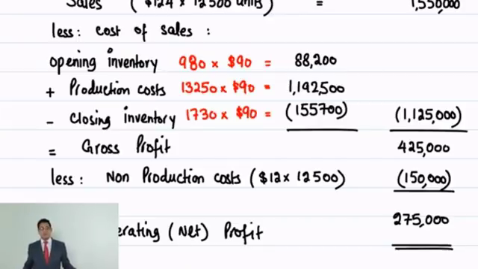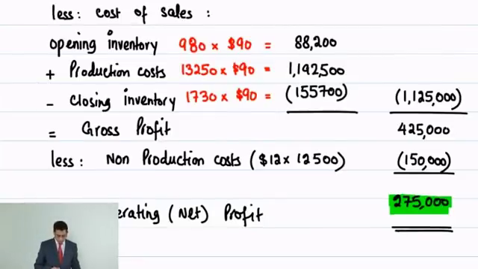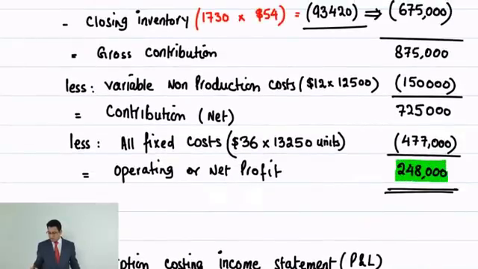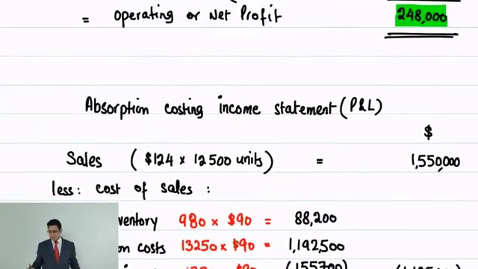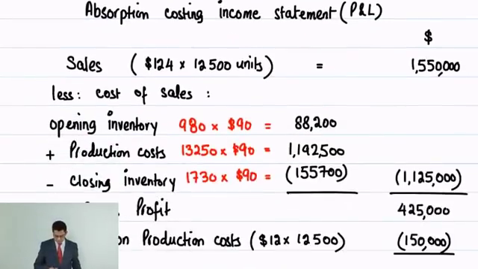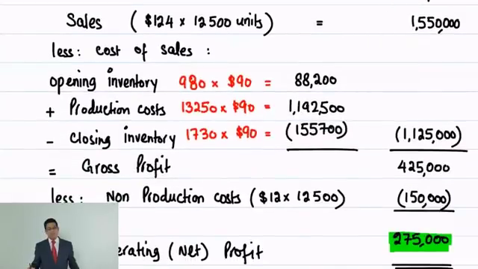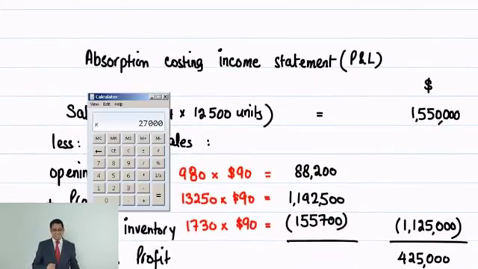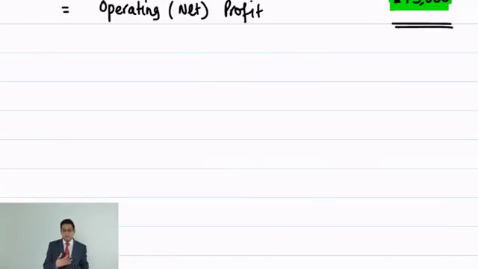Okay, in a straightforward situation, you might have noticed that profits of the two approaches are different. One approach is producing $275,000 and the other is producing $248,000 of profit. Absorption costing profits are greater than marginal costing. Absorption costing is generating $27,000 of profit more than marginal costing. Okay, and let's do the reconciliation. What could be the main reason?